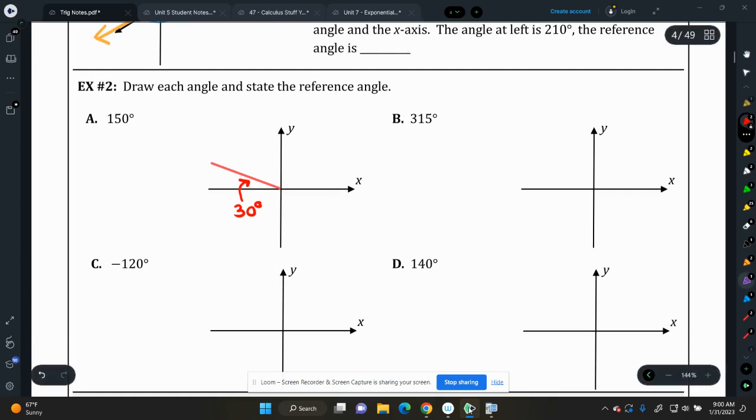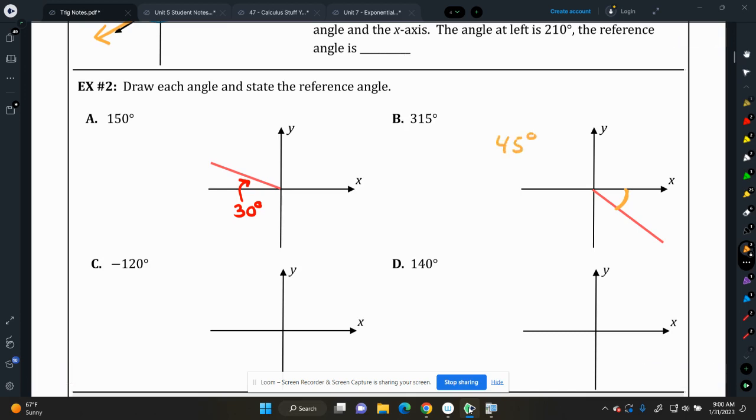So part B, I've got 315 degrees. Rotating all the way around, 360 would be all the way around. 315 is going to be right about there. So what's the reference angle? It's referring to this angle right here, which is what? 45 degrees. So that reference angle is 45 degrees.